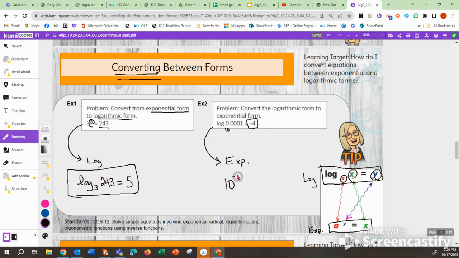My power is always over here on the other side of the equal sign because logs are equal to power. So it's 10 to the negative 4. And then my answer is always just to the right of the base. So that's 0.0001. That would be exponential form. Again, you're not working anything out. You're just converting from one form to the other, kind of like English to Spanish, Spanish to English.